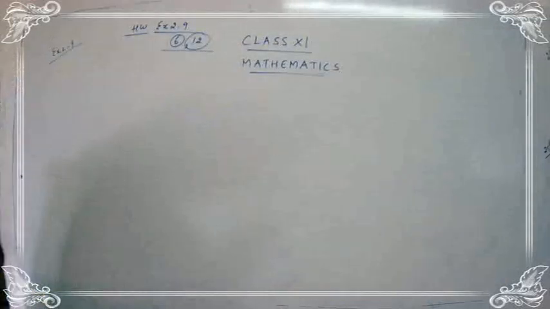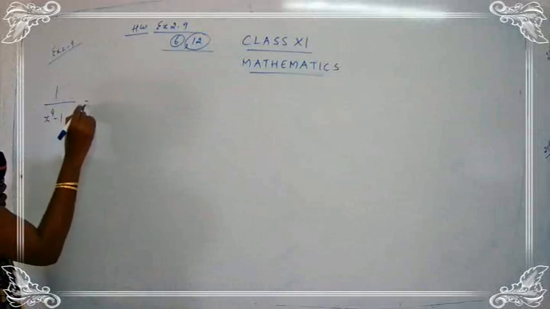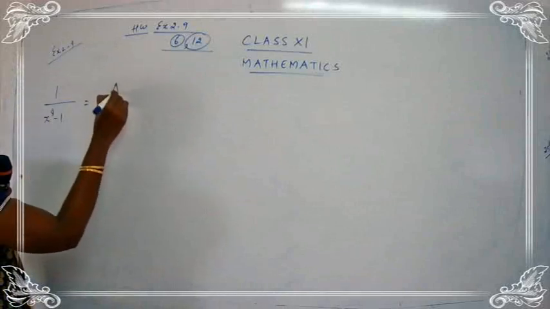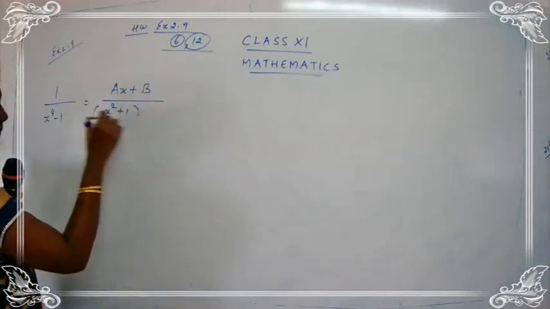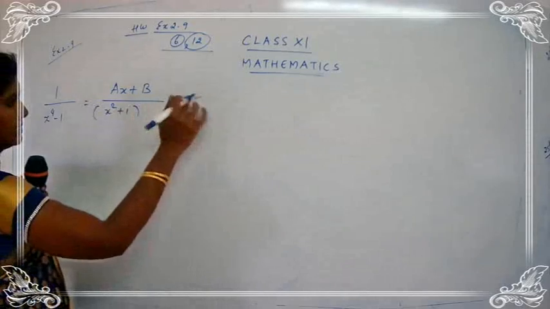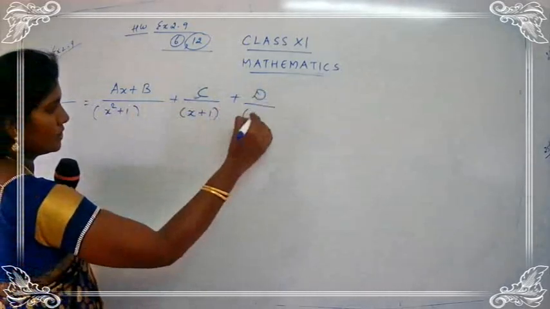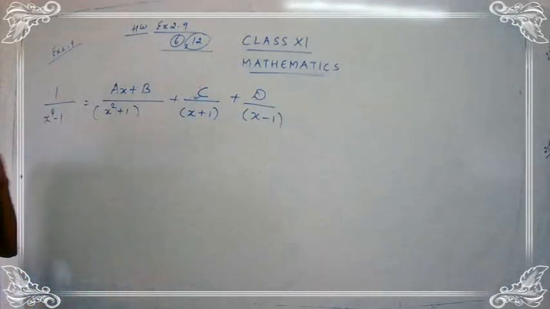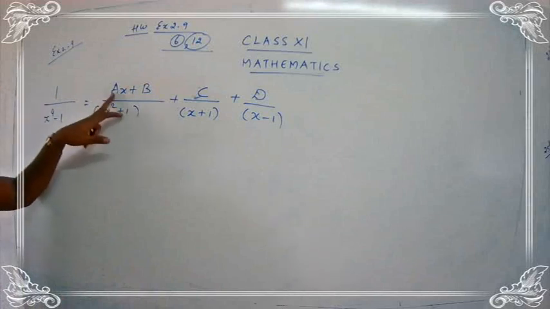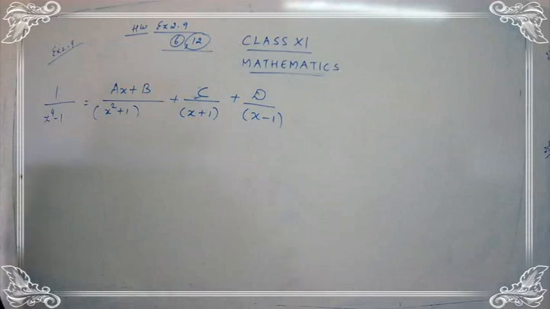So what was the step we had? We had 1 upon x raised to 4 minus 1 is equal to ax plus b upon x square plus 1 plus cx plus 1 plus d upon x minus 1. This was the equation. We split it, yes children? For x square plus 1 we took a and b, for x plus 1 we took c, and for x minus 1 we took d. So this was the statement we arrived at.